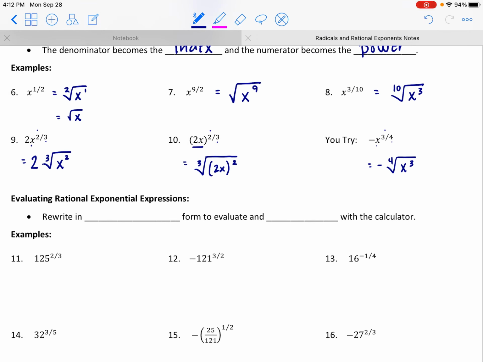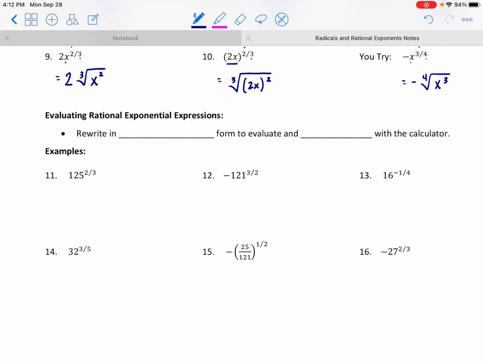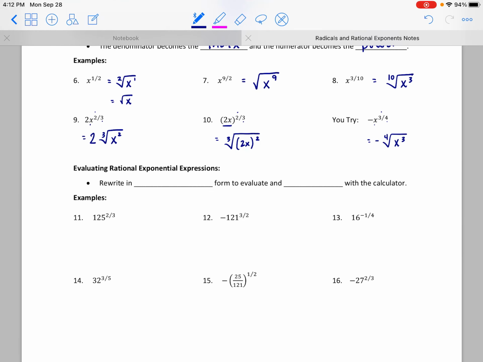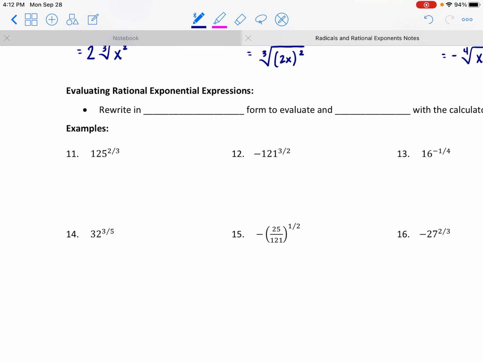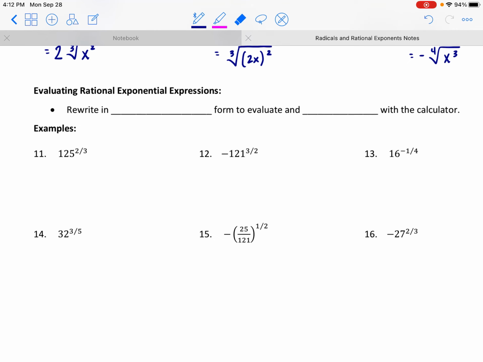Okay, so rewriting. Part of the reason it's helpful to be able to rewrite is that we saw dividing the exponent by the index was helpful in simplifying. This is also helpful in evaluating some things that look a little strange, like 125 to the 2/3 power. If we rewrite it in radical form, it'll make a little more sense. So we're going to rewrite these in radical form and evaluate, and then we're going to verify with the calculator, which is our Desmos.